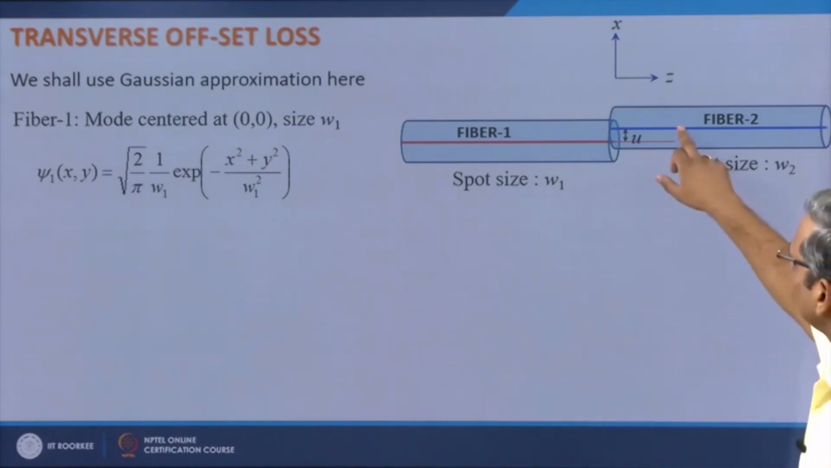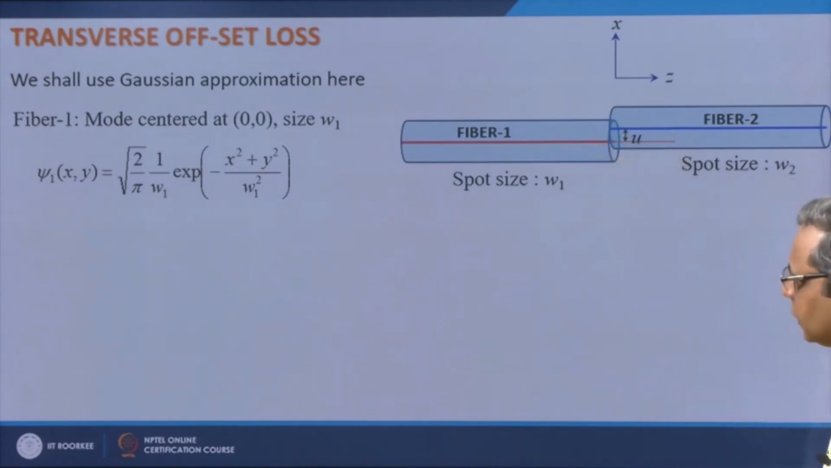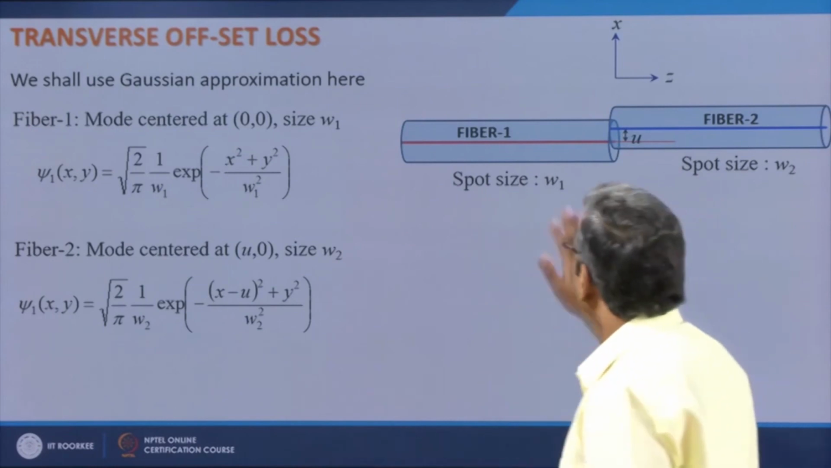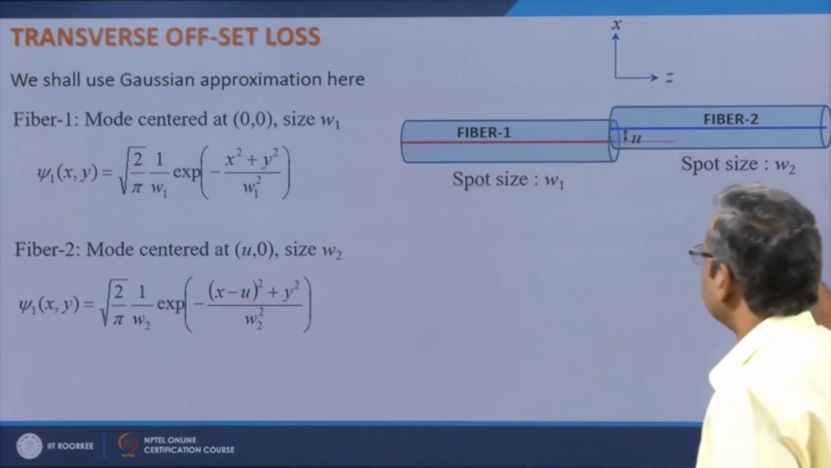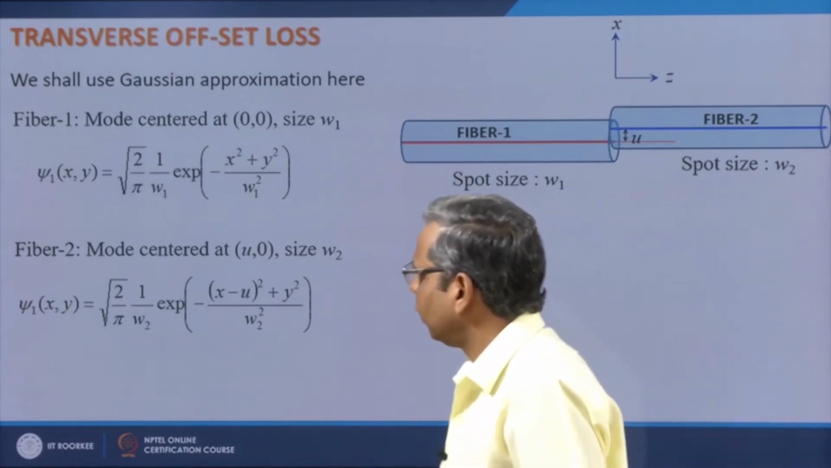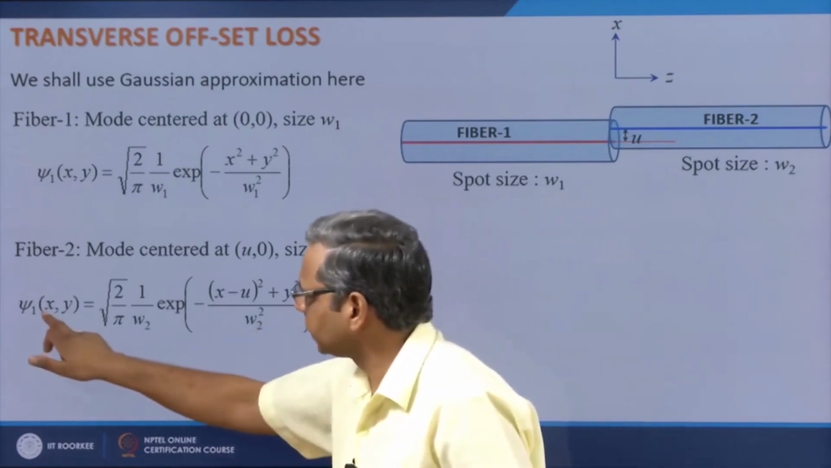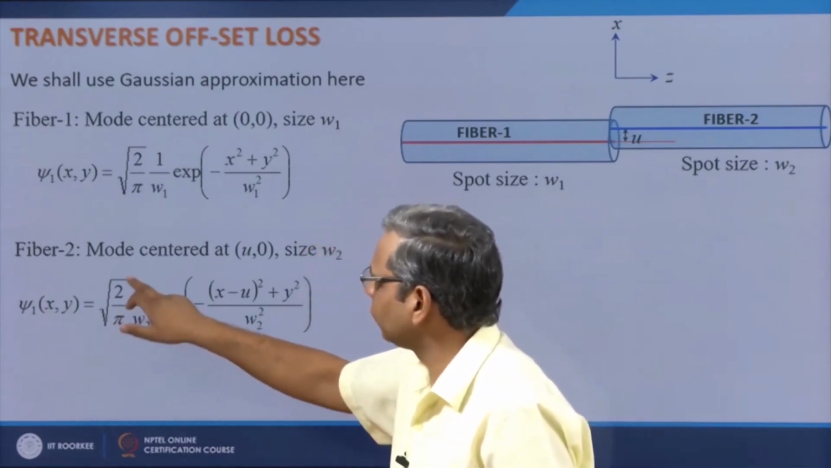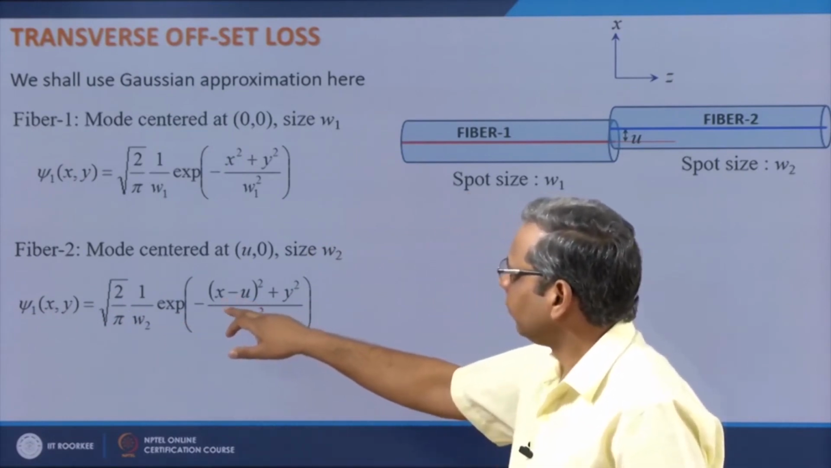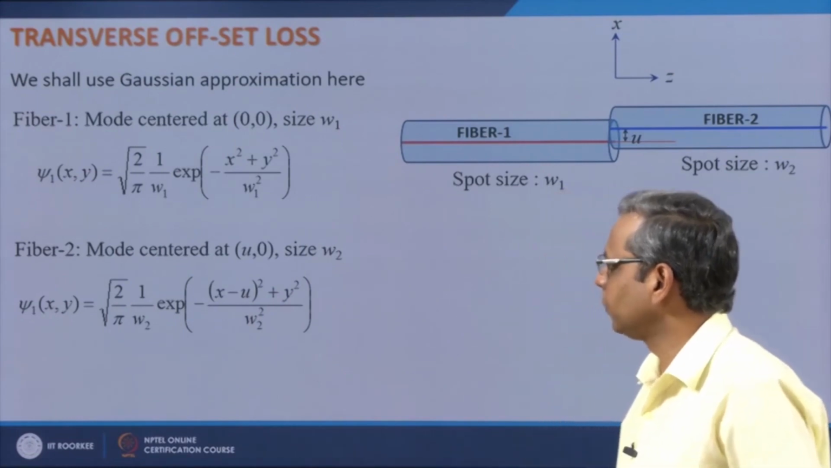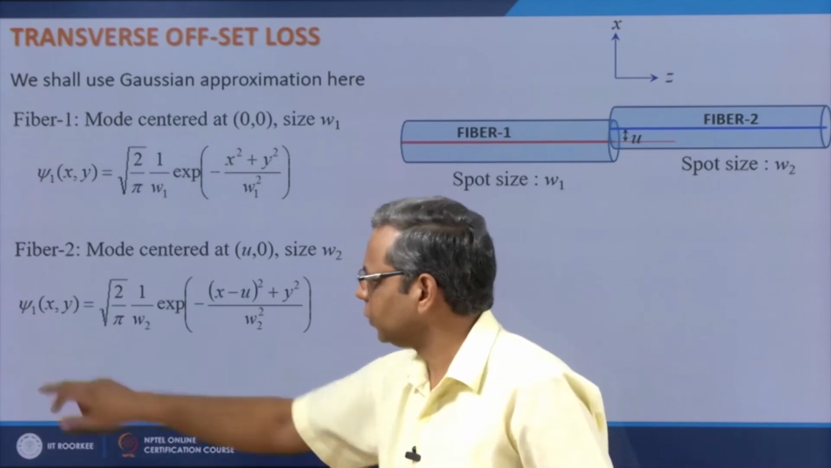Now, this fiber is shifted with respect to this by an amount u in the x direction. So, the mode of this would be centered at (u, 0) and it has a size W2. The Gaussian mode corresponding to this would be psi 2 of x, y equals square root of 2 over pi times 1 over W2 times exponential of minus ((x minus u) squared plus y squared) over W2 squared. Please make a correction, this is psi 2.